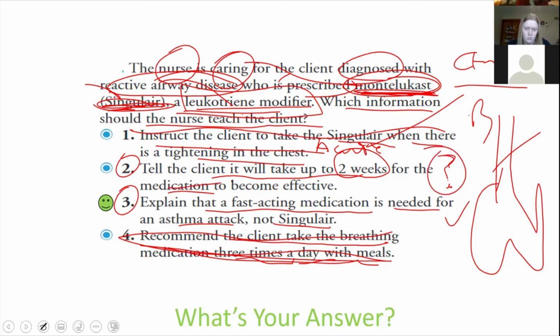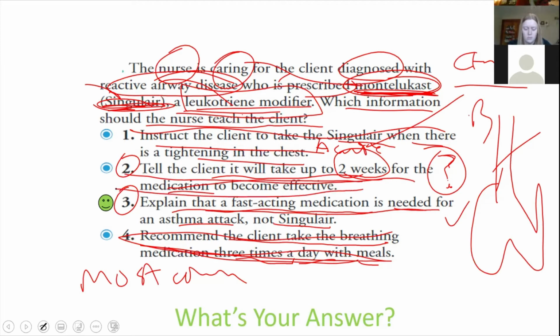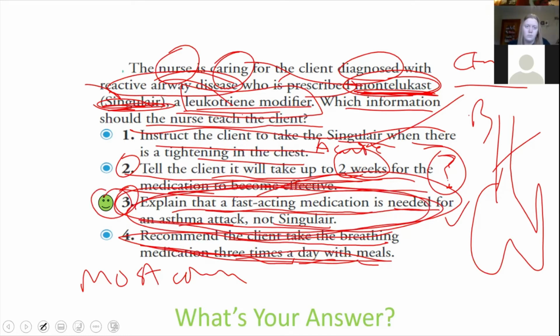But it's Singulair. And explain the fast-acting, now I'm going to look for what's more correct. What's most correct out of both of these? Something that I don't know. And then I would ask myself, does everybody know this? Does everybody know this? Okay, and everybody knows this here, and that's the credited answer. And sometimes that's what it's about.